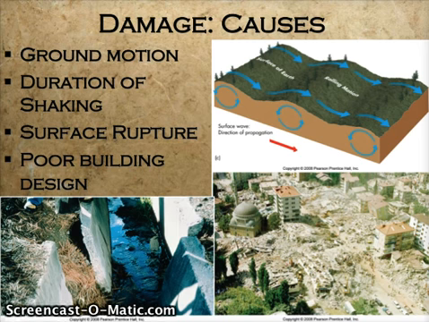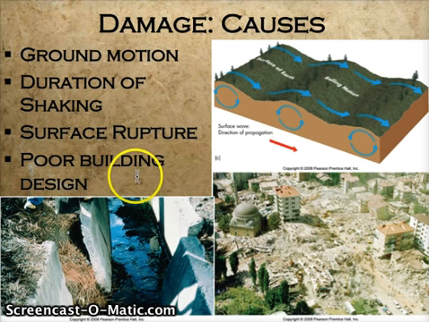So what causes the damage? Well, obviously the motion of the ground is going to determine the damage, but there are other factors as well. For example, the duration of shaking turns out to be a very important factor. The longer the earthquake, of course, the more damage you would expect. The surface rupture. Sometimes this happens. You can see in the lower left-hand corner. Sometimes it does not. It just depends on whether that rupture meets the surface. And obviously, if you have surface rupture, it can cause significant damage to things that are built across the fault.